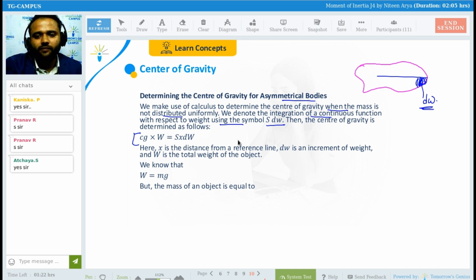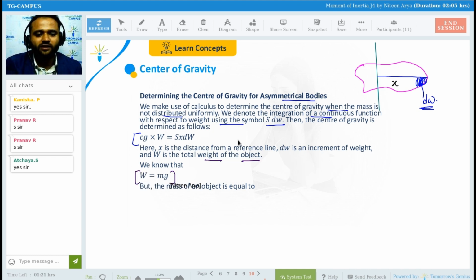Suppose I pick this particular reference line also. So this x is basically the distance. dw is the increment of the weight. I choose this small point, and then it is going to increase. Means if I choose this small point, I can make it larger and complete the whole body. And W is the total weight of the body.